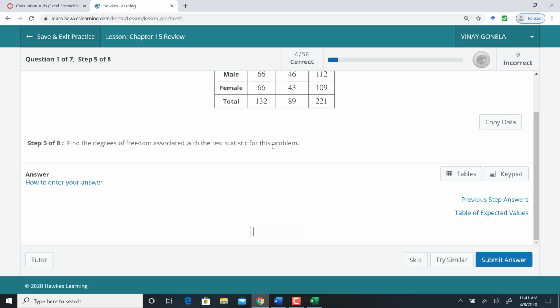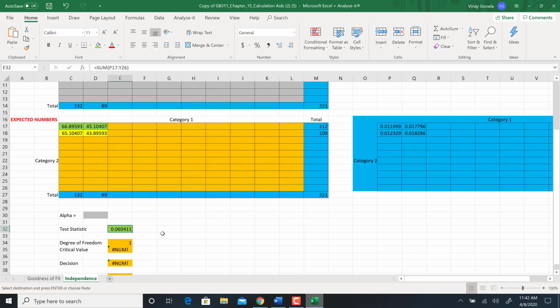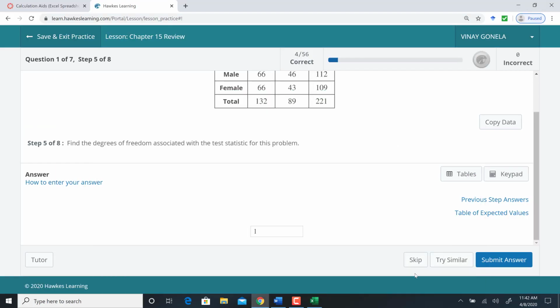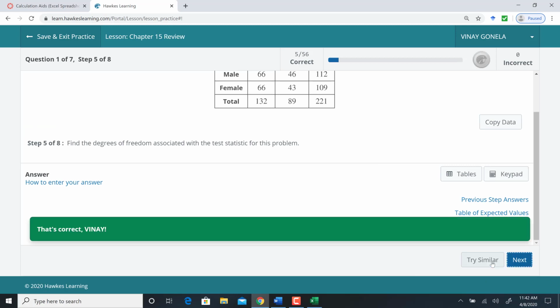Find the degrees of freedom with the test statistic. So what is the degree of freedom is what they are asking you. Again you will go to the degree of freedom, that is what it is. So you copy the degree of freedom here, and that is 1, and then that will be your answer.